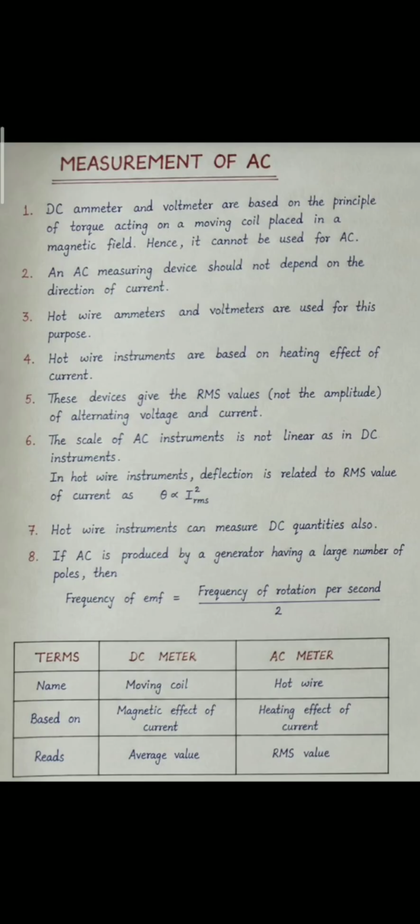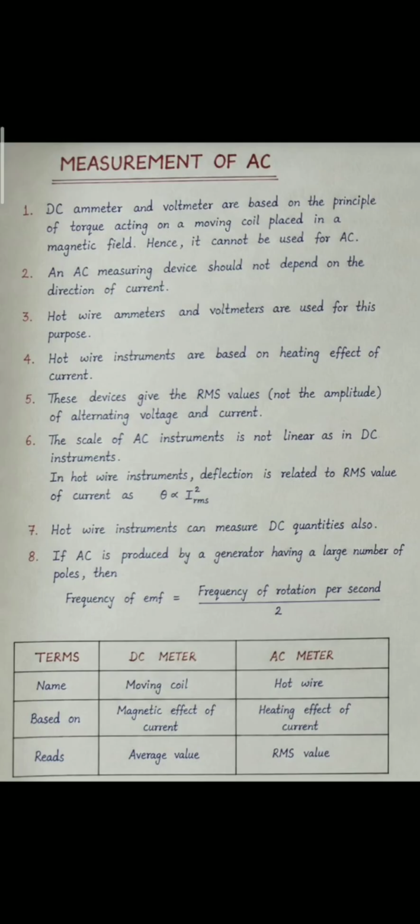A DC meter in an AC circuit reads 0 because the average value of AC is 0 for a complete cycle, while an AC meter works for both AC and DC circuits. The next topic is DC meter and AC meter.